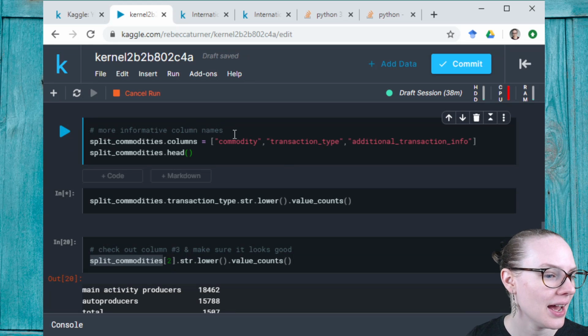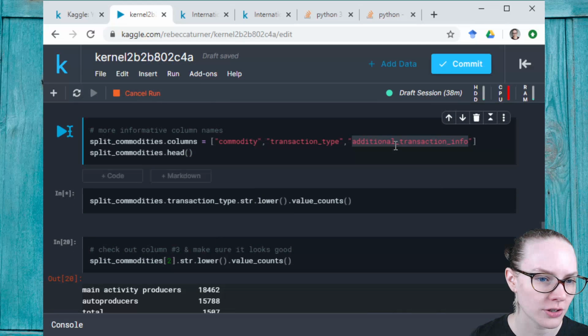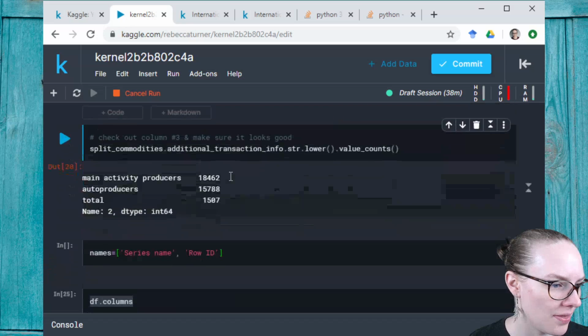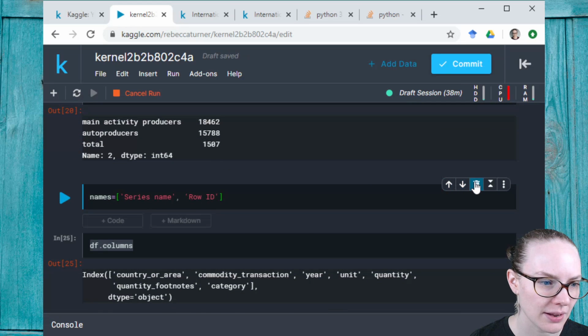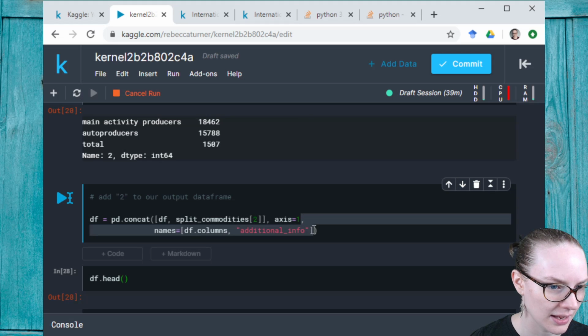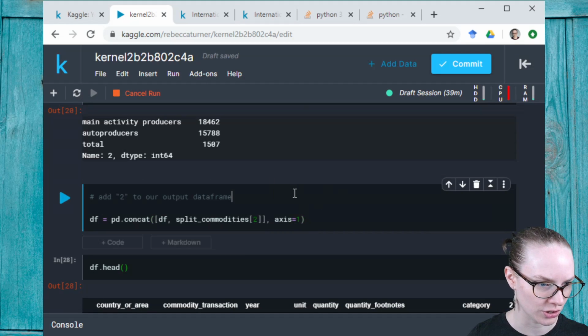Well, it's thinking. And then 2 here should be additional transaction info. And then we can get rid of this names bit, and we can get rid of this bit, and then we shouldn't need to do anything here. We've just added our additional transaction info.